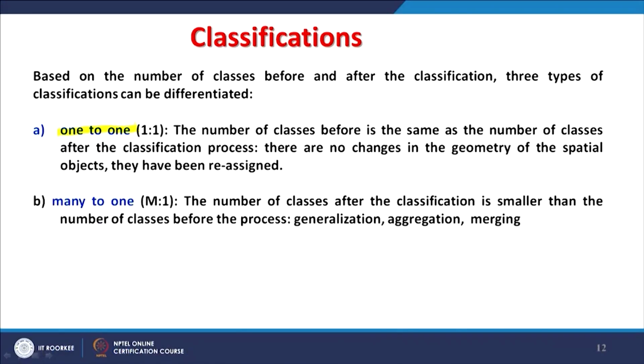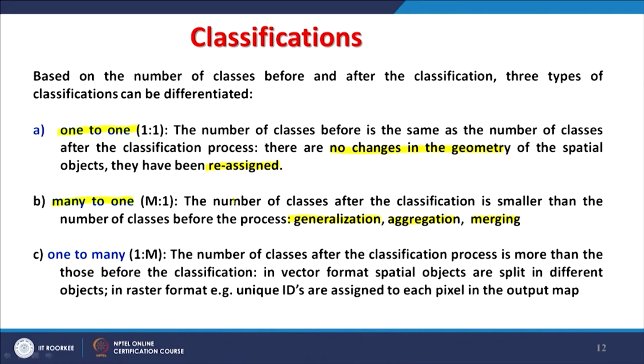Now, there can be two other types. The next one is many-to-one, which means we are reducing the number of classes. In the previous one, we were only reassigning, so there was no change in the geometry, because we do not combine two classes. The number of classes in the one-to-one example remains the same, whereas in many-to-one I am reducing the number of classes, and that involves aggregation, merging and generalization. So it will go to fewer classes than the original.